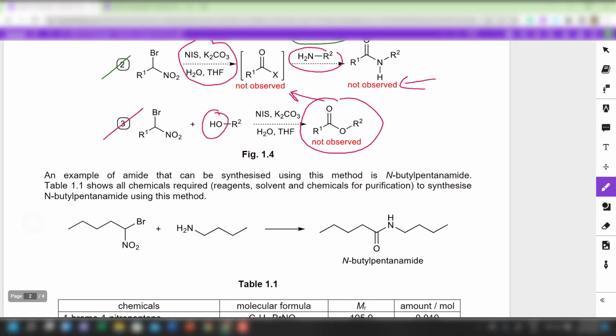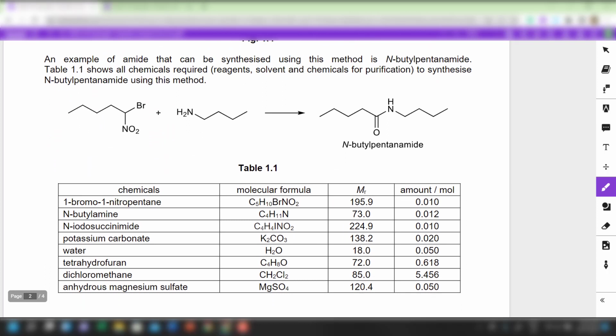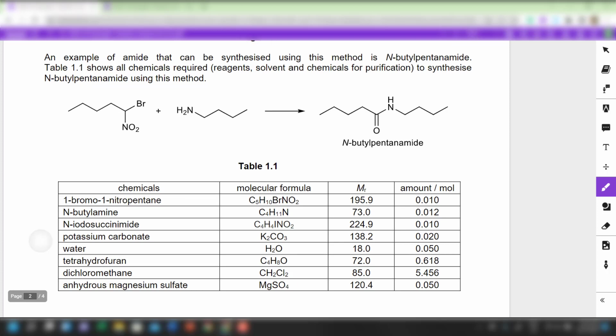Okay, and then of course over here, after you continue, you have an example of an amide that can be synthesized, called N-butyl pentanamide. So you have table 1.1, which shows you all the chemicals required. Okay, so they give you some details.